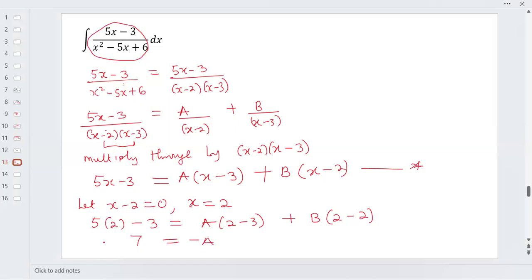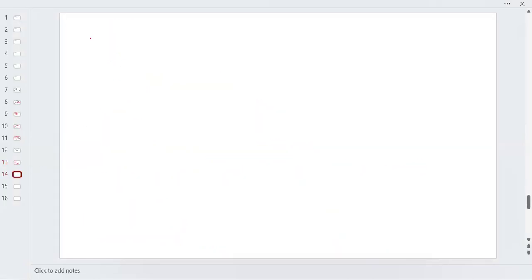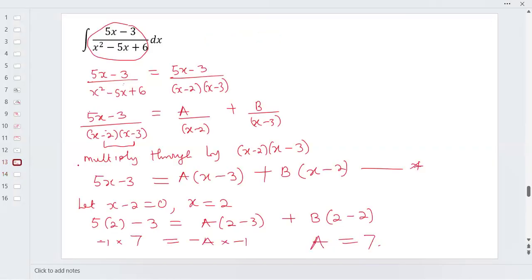So I'm just going to multiply both sides by minus 1, so that I now get that a is 7. All right. To get the value of b, I'm going to do the same thing. I'm just going to set x minus 3 also equal to 0, and that tells me that x equals 3. So I'm going to take this value as well and substitute it inside star, this same expression.